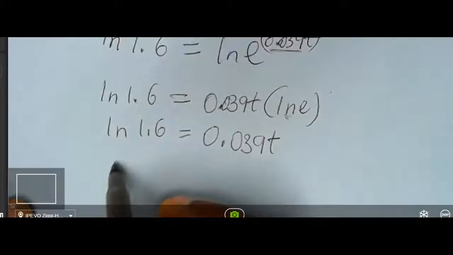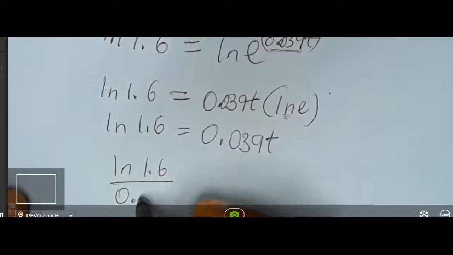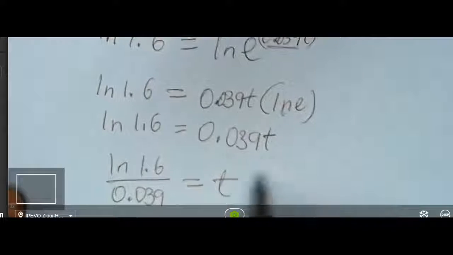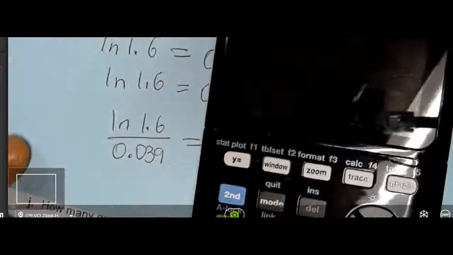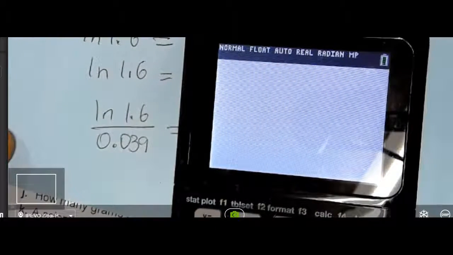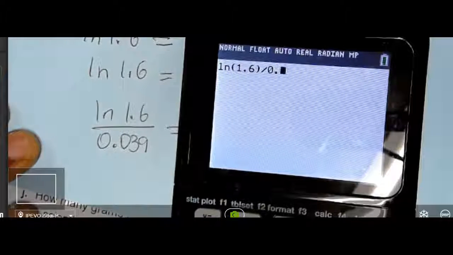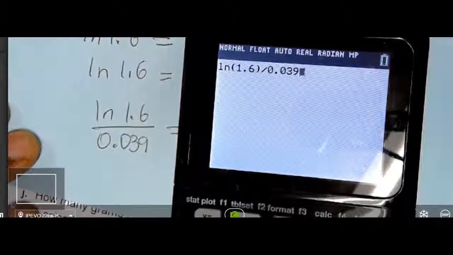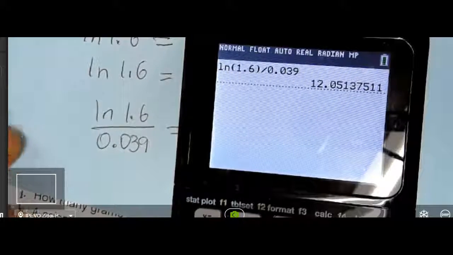So we take the natural log, plug it into the calculator, divide by 0.039. That gives us T. So if we divide both sides by 0.039, go to the calculator. So my natural log of 1.6 divided by 0.039. Okay, hit enter. That gives me 12.